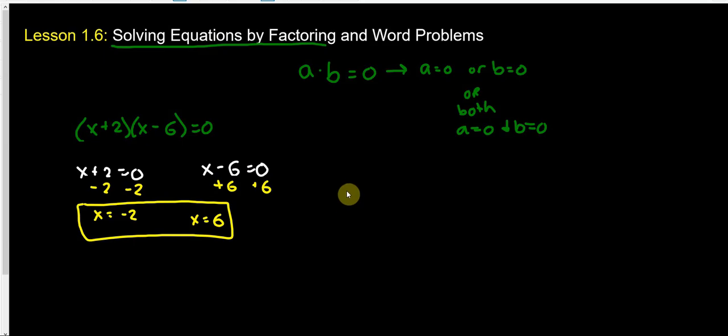Now, as good practice, you should always check your work. I'm not going to bother checking this fully, but if I were to take negative 2 and plug it in, negative 2 plus positive 2 is 0. That makes this factor 0, and that does make the whole thing 0. If I put in 6, 6 minus 6 is 0, and anything times 0 is 0. So those both work as solutions.